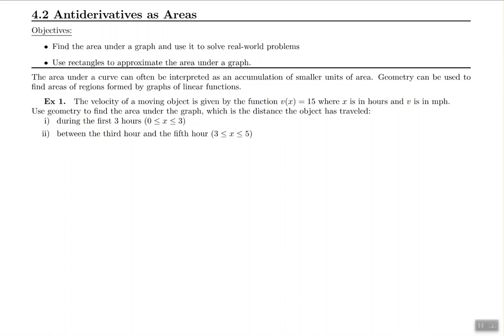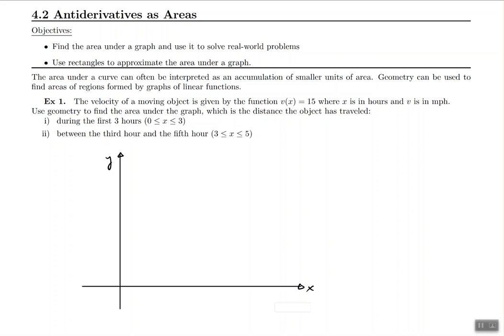In this problem, it says the velocity of a moving object is given by the function v of x, so the speed basically, is 15, where x is in hours and v is in miles per hour. There are no x's in this equation, so the velocity is always the same. It's always 15 miles per hour, no matter what time of the day it is. They're saying use geometry to find the area underneath the graph, which in this case would be the distance that the object has traveled.